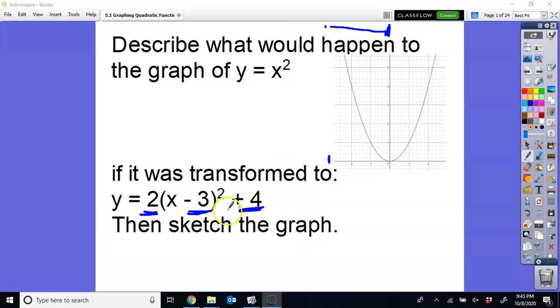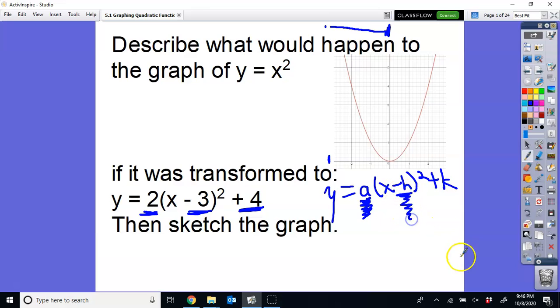So what happens is when I have this format, by the way, you should recognize that format. It is the vertex form of a quadratic. This number right here will stretch the graph up and down, and sometimes it'll compress the graph if it's a fraction. This guy right here will move the graph left and right, but it always moves the opposite. That should sound familiar to you. And this guy right here moves the graph up and down. It always moves it the same.